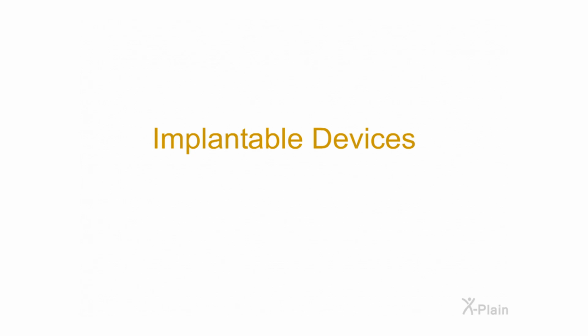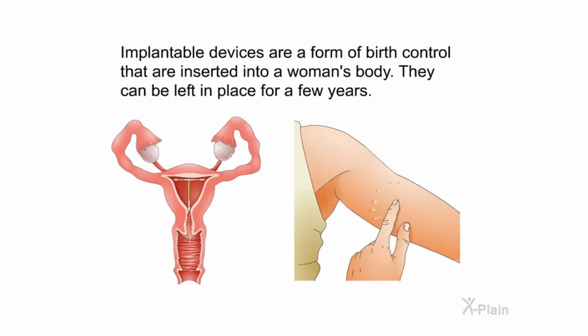Implantable devices. Implantable devices are a form of birth control that are inserted into a woman's body. They can be left in place for a few years.